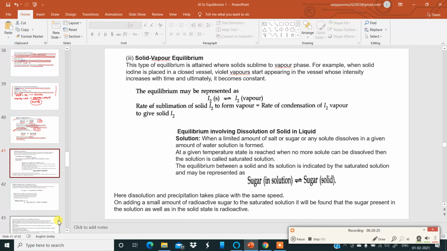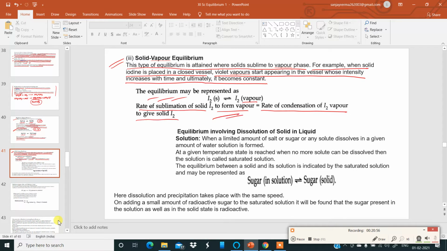Then the third one is solid vapor equilibrium. This type of equilibrium is attained when solids sublime to the vapor phase. For example, when solid iodine is placed in a closed vessel, violet vapors start appearing in the vessel whose intensity increases with time and ultimately becomes constant. So here the example is iodine solid becoming iodine vapor in equilibrium. Therefore, the rate of sublimation of iodine to form iodine vapor is equal to the rate of condensation of iodine vapor to give solid iodine. Okay.